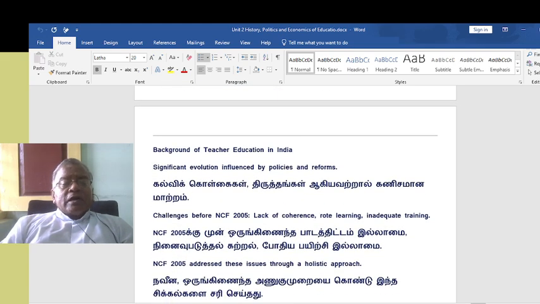So what is the background of teacher education in India? Significant evolution influenced by policies and reforms.